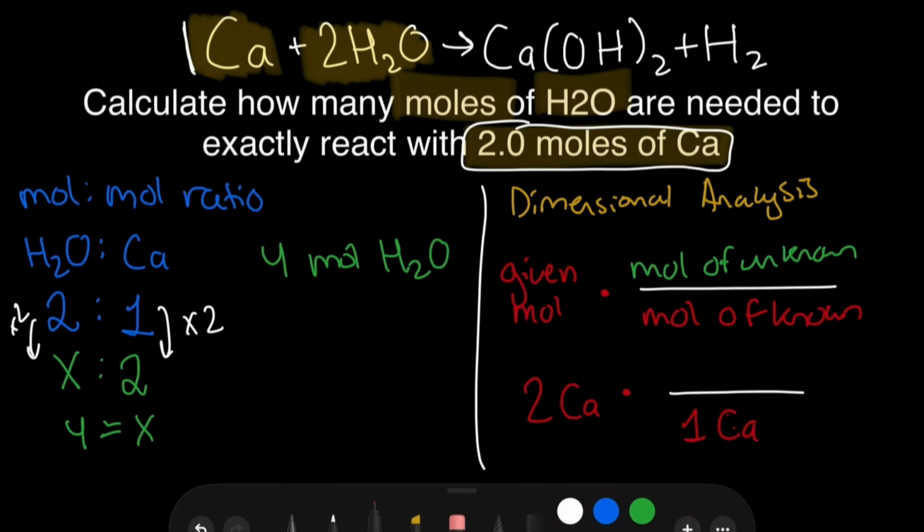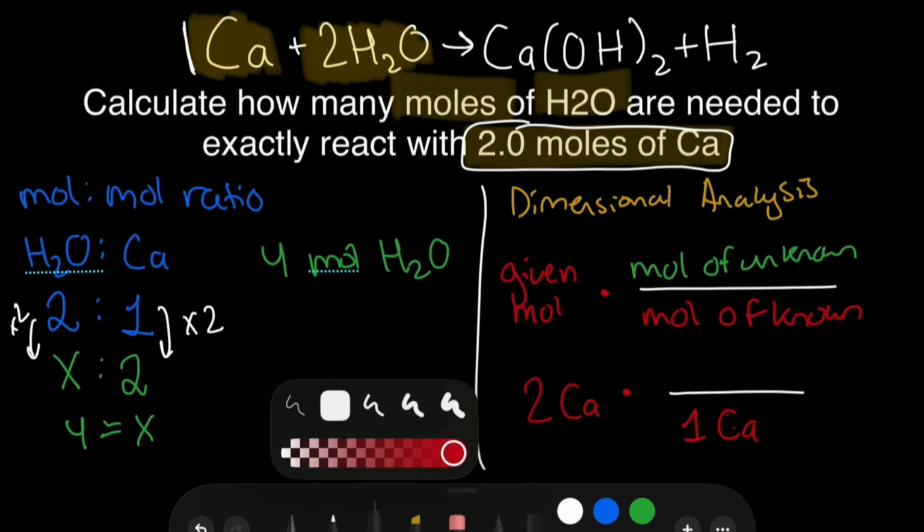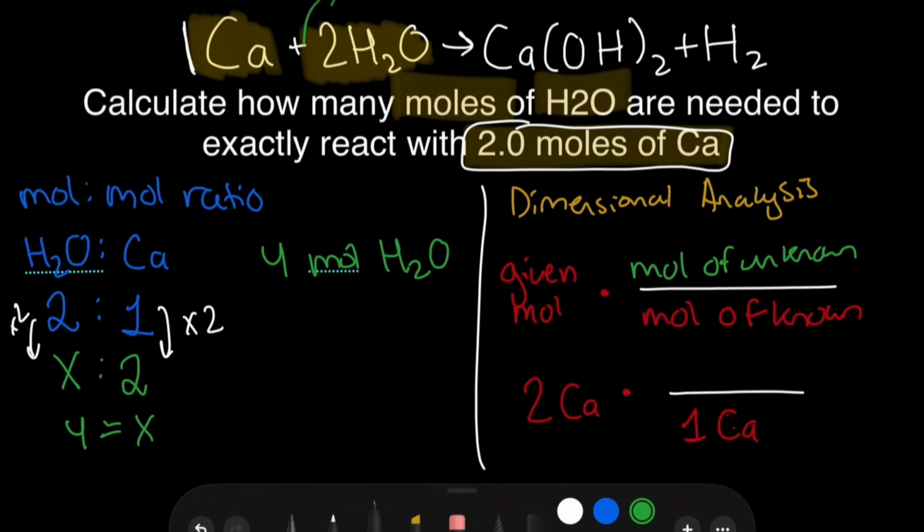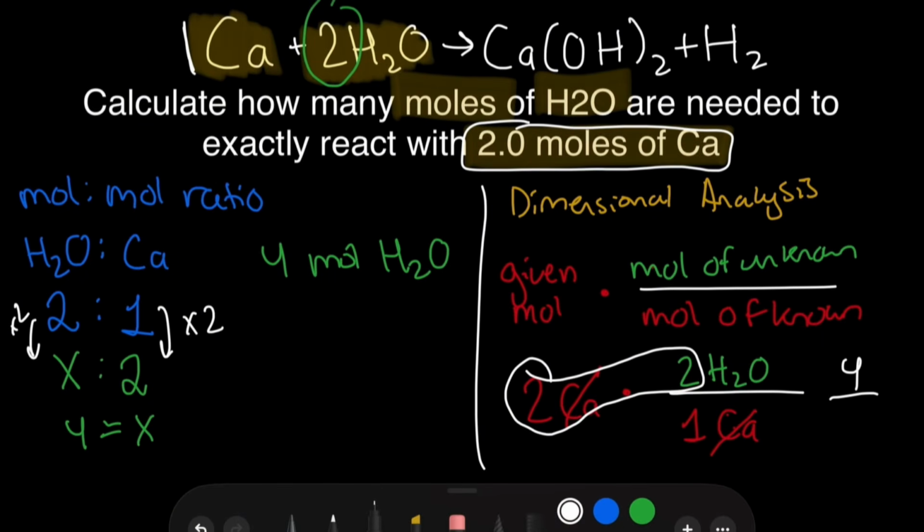And then how many moles of unknown? Well, my unknown value is H2O. And according to the chemical equation, I have 2 H2Os here. So I write that down, 2 H2O. So now I can cancel out calcium and I can cross multiply. I can do 2 times 2, which is 4, divided by 1 here. And I'm just going to get 4 moles of H2O, which is the exact same thing as the method here.